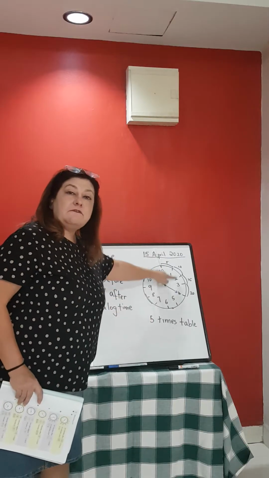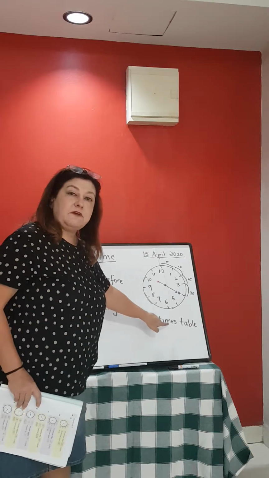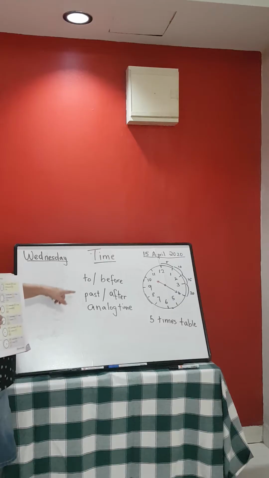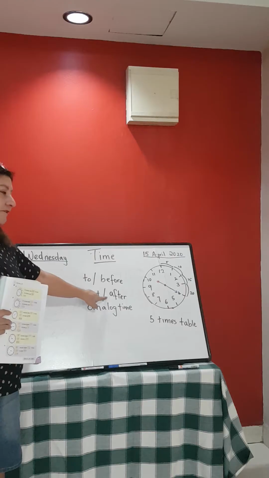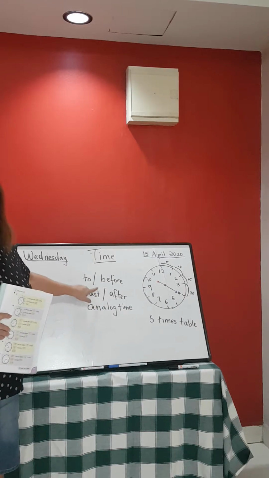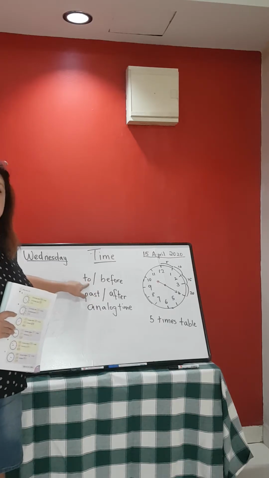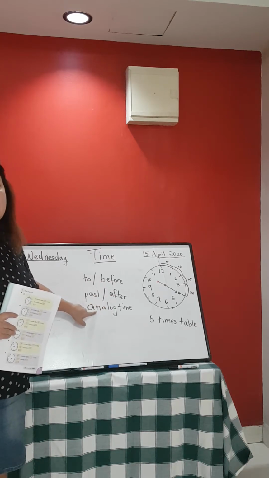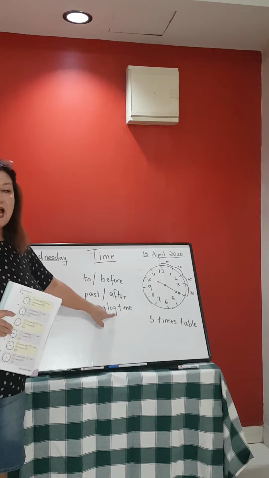So, this is the 5 times table. You must remember it is the 5 times table. What are the words that we are going to do today? To or before, past or after. When you do this, we say we are reading the time. When you use these words to or before or past and after, we are reading the time in the analog way. That is called the analog time.